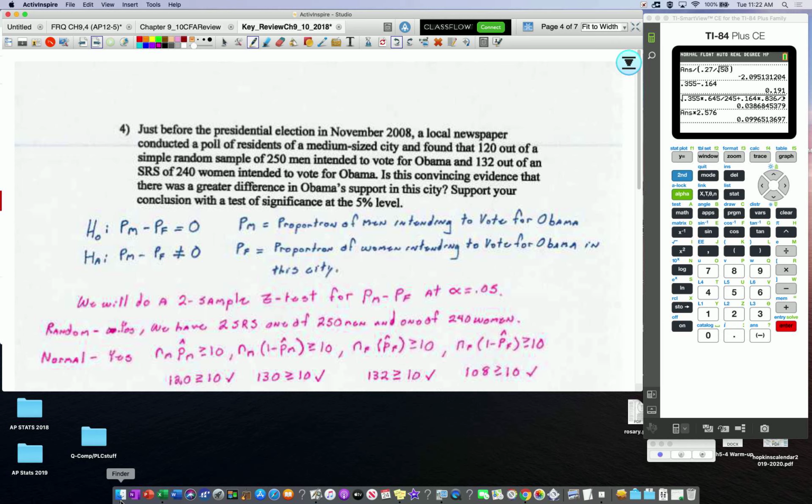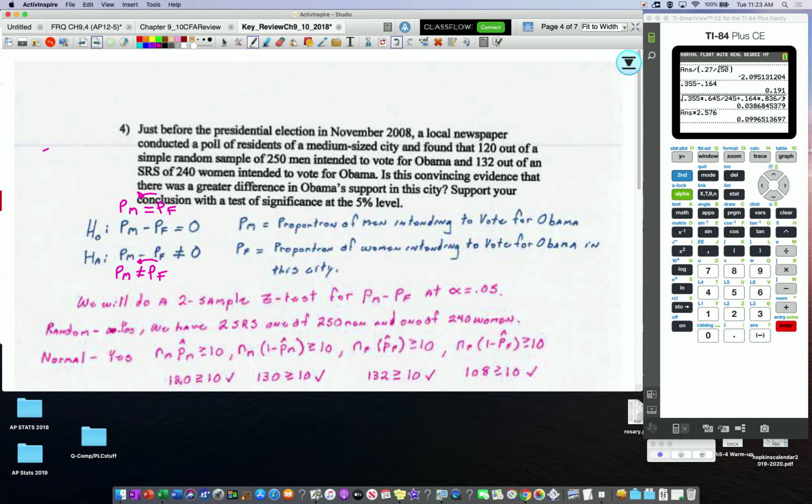So we're going to define P of M and P of F being the proportion of men versus proportion of women intending to vote for Obama in the city in the 2008 election. So the null hypothesis, another way of saying it is we would say the proportion of men equals the proportion of women. Another way we could say is the proportion of men doesn't equal the proportion of women. However, if you move these over to the other side, that's where the subtraction comes into play. And this helps me determine what type of test.